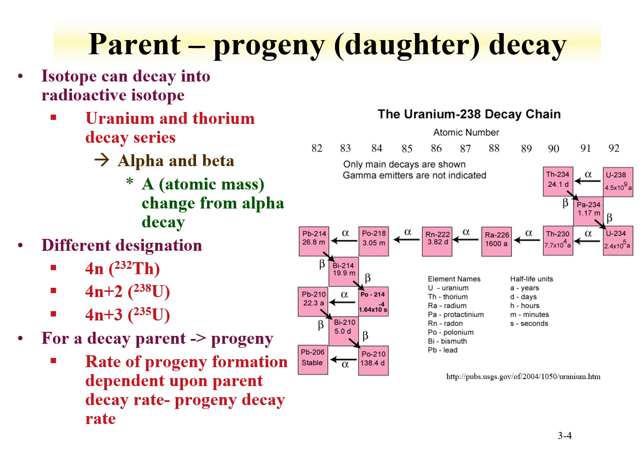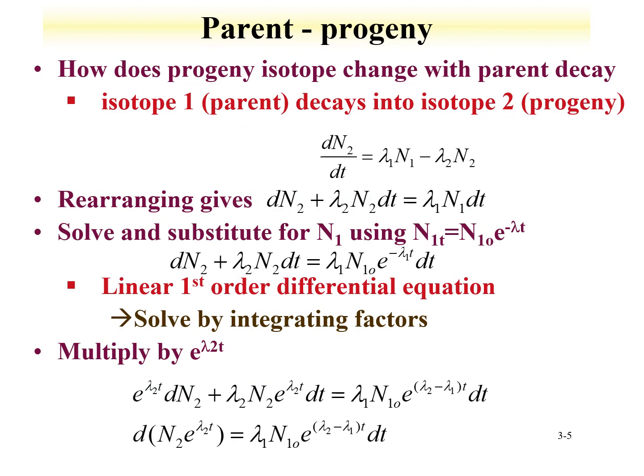So for any system like this, for a parent-progeny decay, the rate of progeny formation is dependent upon the parent decay rate minus the progeny decay rate. And it's this relationship that we're going to really exploit to help understand the equations and how we can address the relationships between parent and progeny decays. Let's consider the case of a progeny isotope being produced from the decay of a parent isotope. So we have an isotope 1, and it decays into isotope 2.